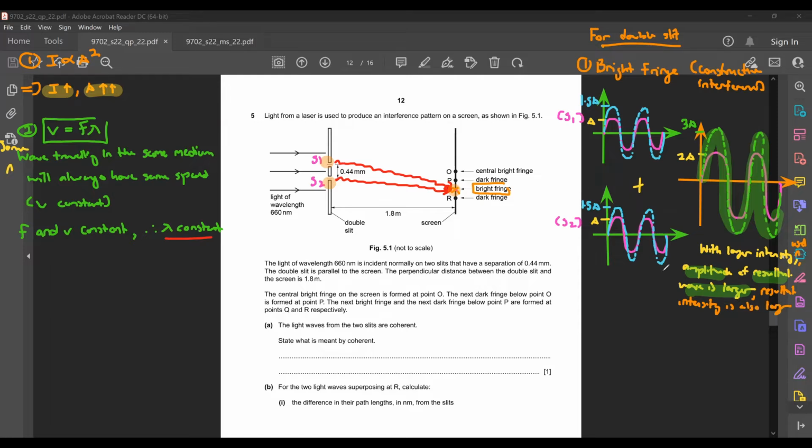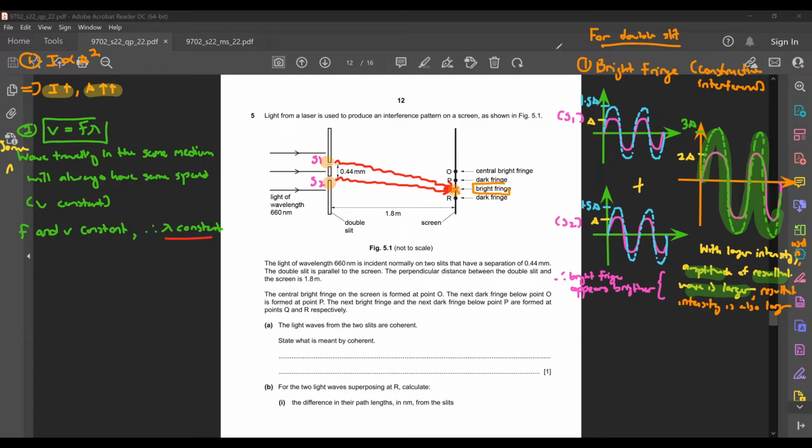So from here, you can actually say that, therefore, your bright fringe appears brighter. Okay, because your resultant amplitude, resultant intensity is much larger now. Okay, so your bright fringe becomes even brighter. So that is one change that you can say for your current case.